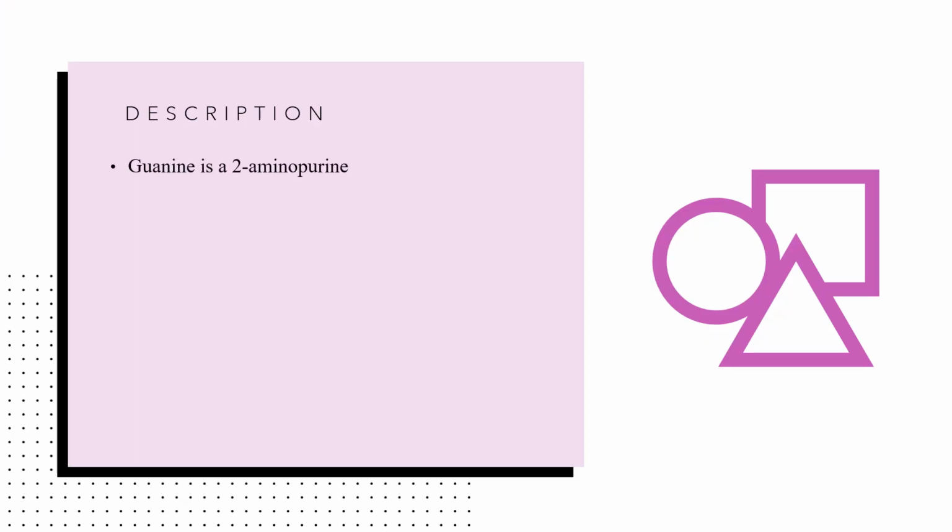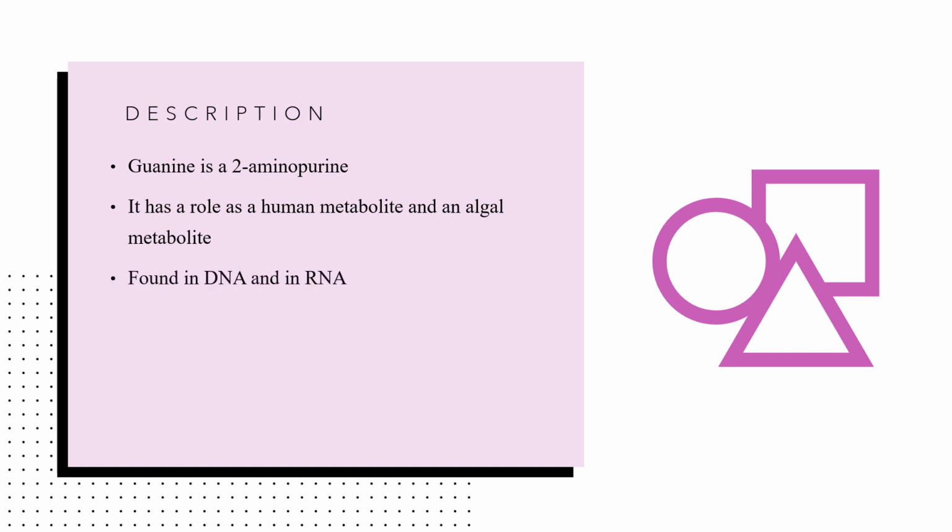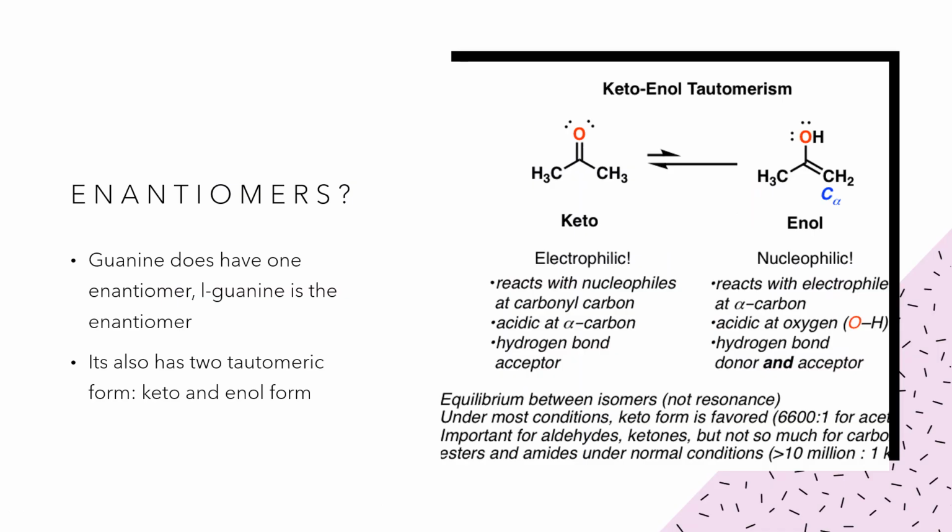So the description of it, guanine is a 2-amino purine. It has a role as a human metabolite and an algal metabolite as well. Like I said before, it is found in DNA and in RNA. And then moving on to the enantiomers, guanine has three technically. I know it says one, but it has three. So the L-guanine is one of them, and then the two tautomeric forms, so keto and enol form. And the picture to the right is how they look.